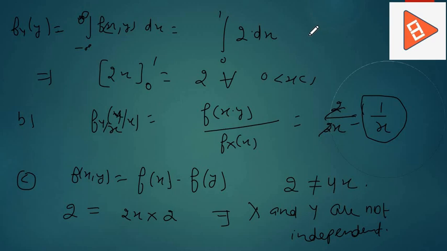There is another way to prove whether x and y are independent. If we find the covariance between x and y, and it becomes 0, then we can say that x and y are independent, and if it is not equal to 0, then we can say that they are not independent.